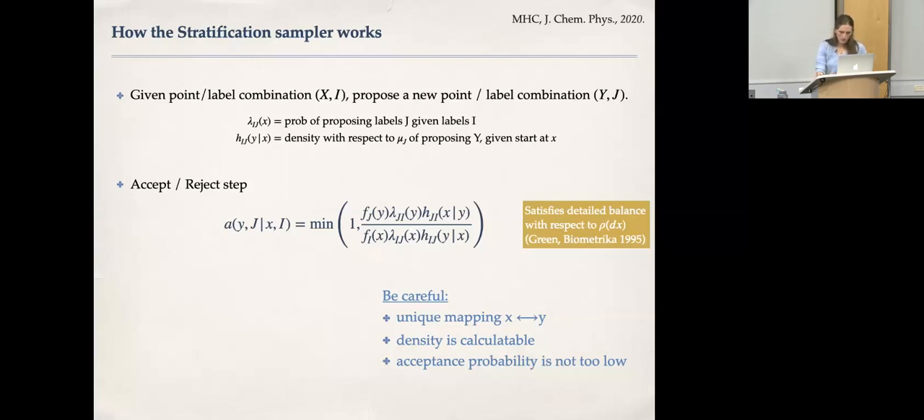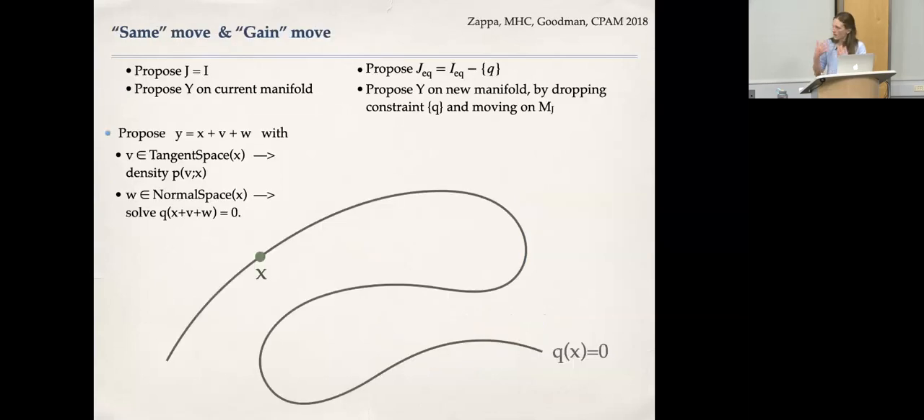So here's an overview of what goes into this. We have 3 types of moves. On one kind of move, we just move on the current manifold. We don't change the manifold. And then a related move is what I call a gain move. We gain a dimension, and we do that by dropping one of the constraints in our constraint set. And then we just move on the manifold that we get by dropping that constraint. Those 2 moves are the same at a high level, and the way they work is as follows.